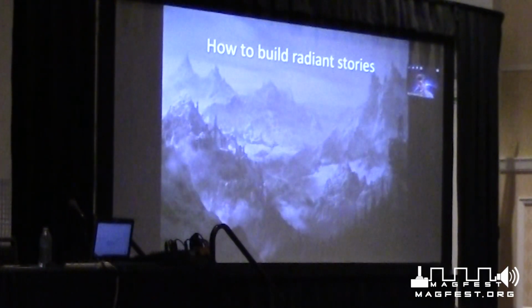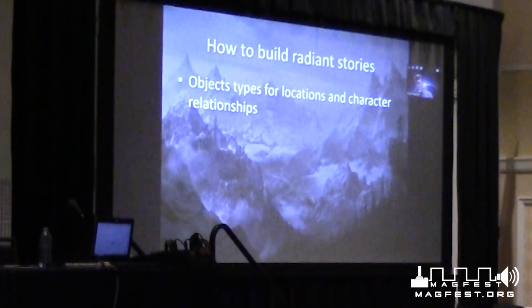So let's look at how we actually built our Radiant stories. In order to create them, we needed to have a much deeper understanding of the world. Prior to this, we didn't understand that a chest belonged to a dungeon. In fact, there was no understanding of what a dungeon itself was. That didn't exist as an object type in the game. It was just a bunch of places, a bunch of objects the player could walk on, and there were chests and monsters in there, but we didn't understand the concept of dungeon in a way that we could attach to it. So we needed to create new object types for locations and for character relationships.